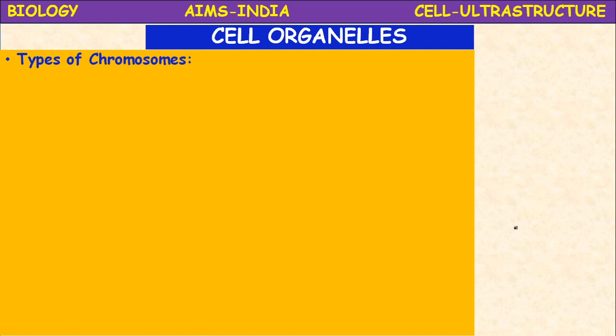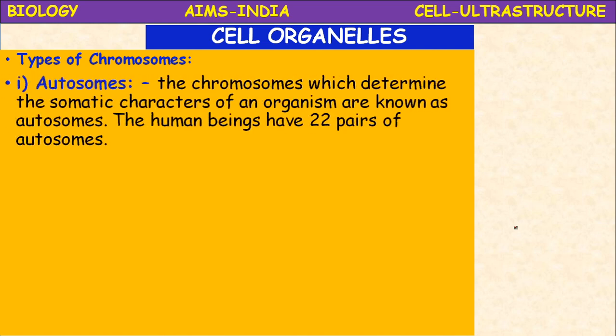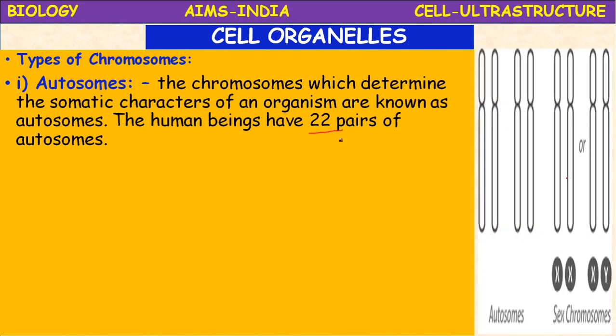Next, types of chromosomes further. Autosomes are the chromosomes which determine the somatic characters of an organism. Somatic characters means the vegetative characters of organisms. The human beings have 22 pairs of autosomes. How many pairs? 22 pairs of autosomes are present. They represent the vegetative characters or somatic characters.